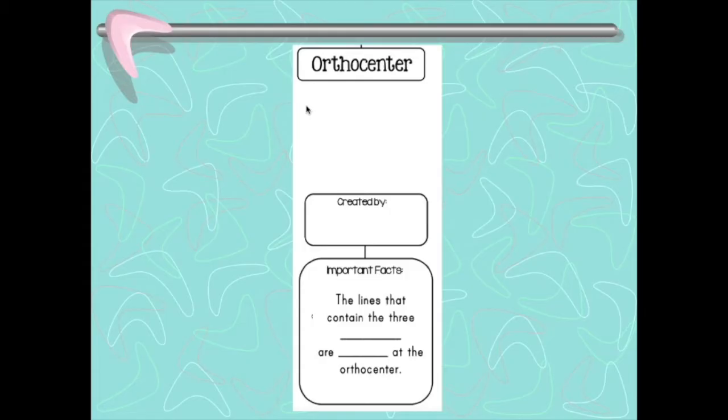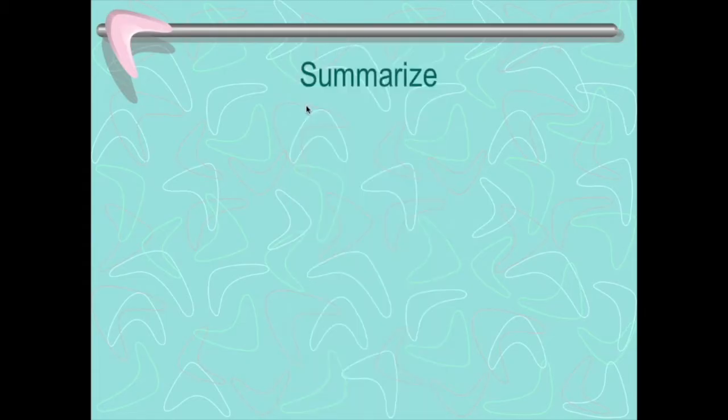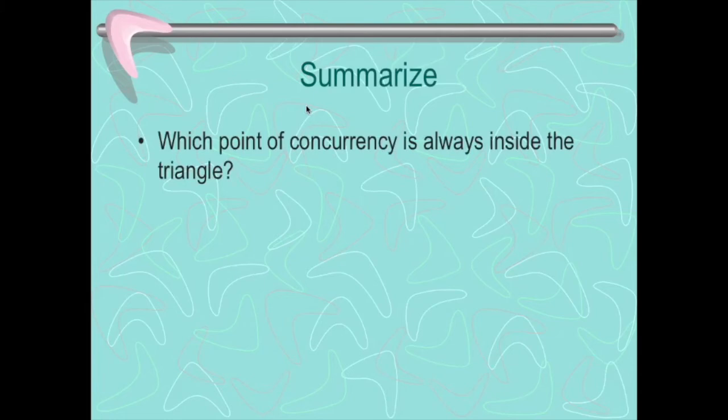All right. We covered a lot in this lesson. We covered the points of concurrency. Which of the points of concurrency will always be inside the triangle? The centroid. If you want to put that on your little yellow sheet, you're welcome to do that. We have now just finished that yellow sheet that you had.